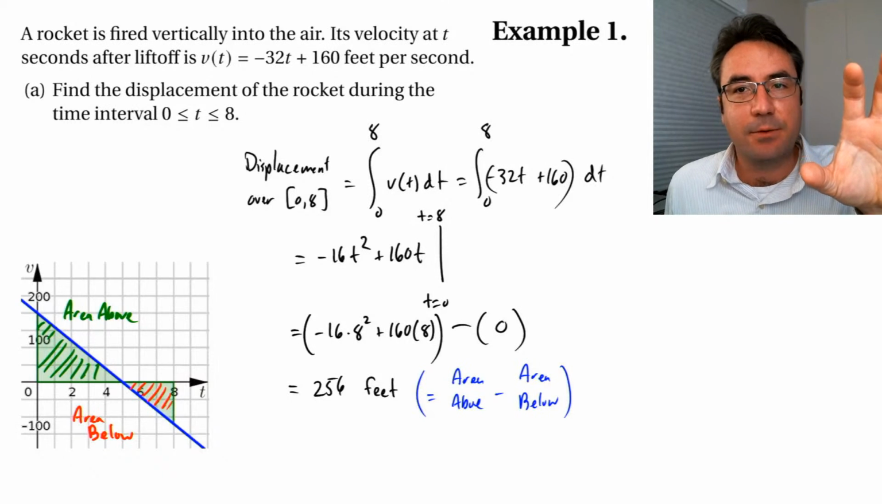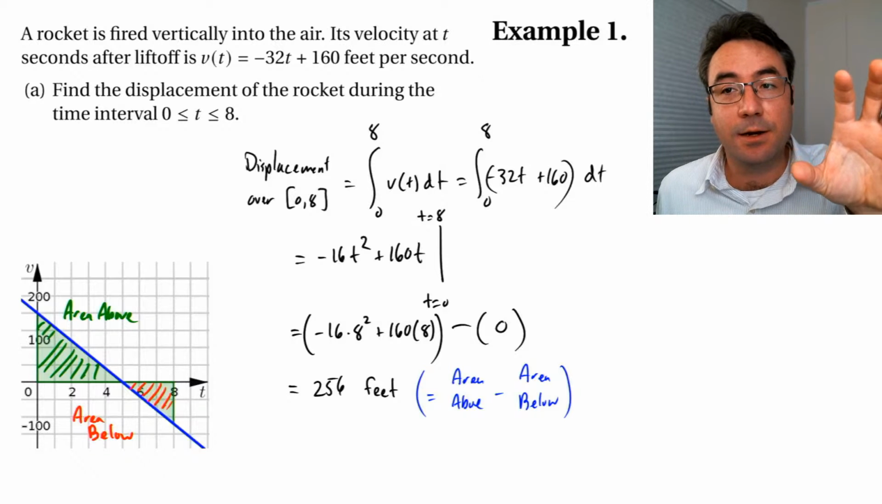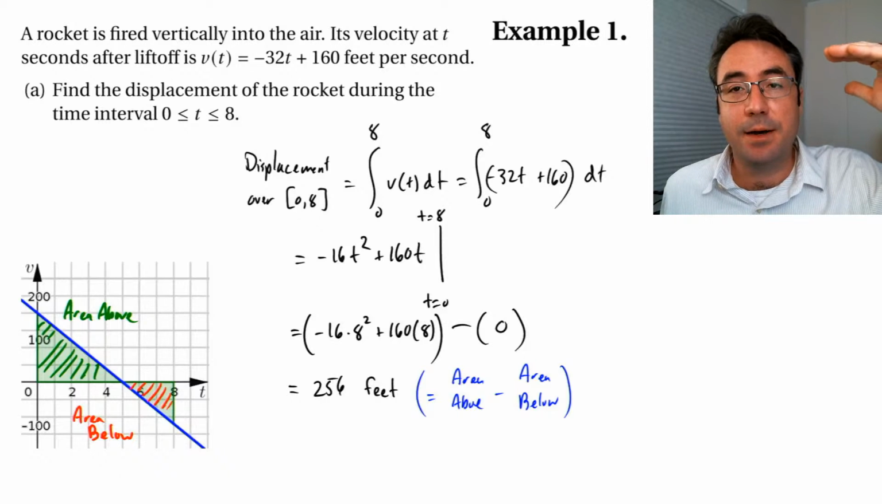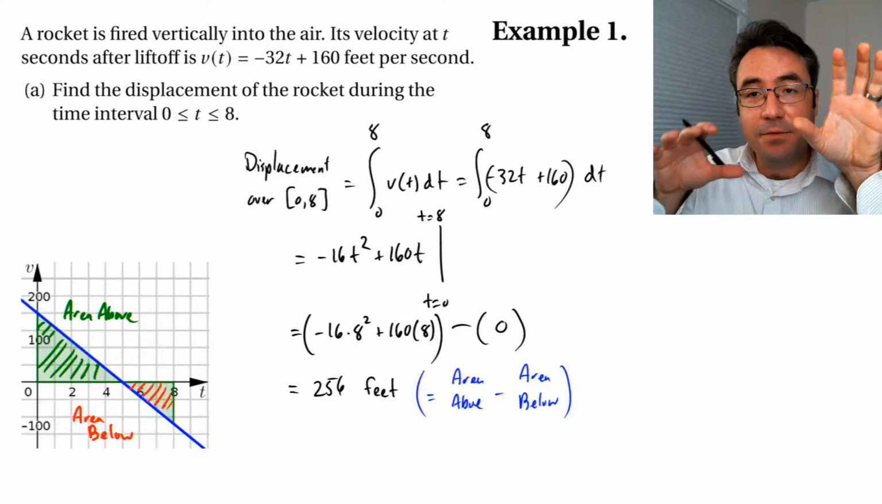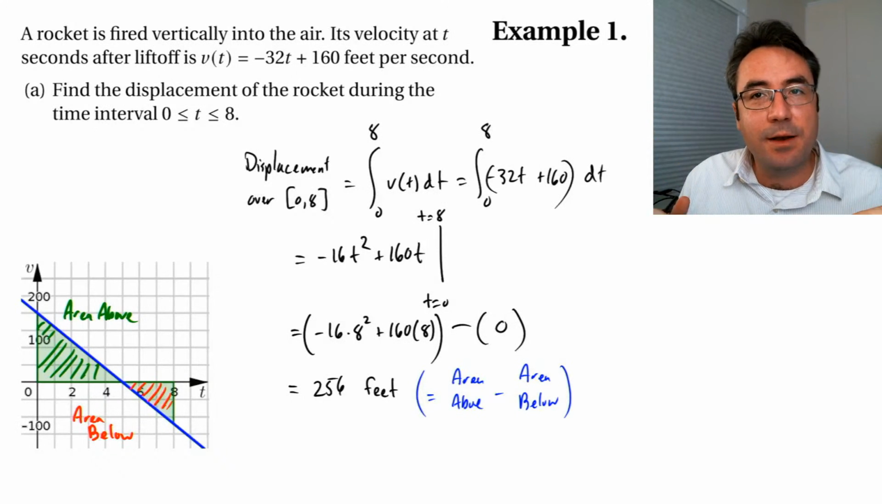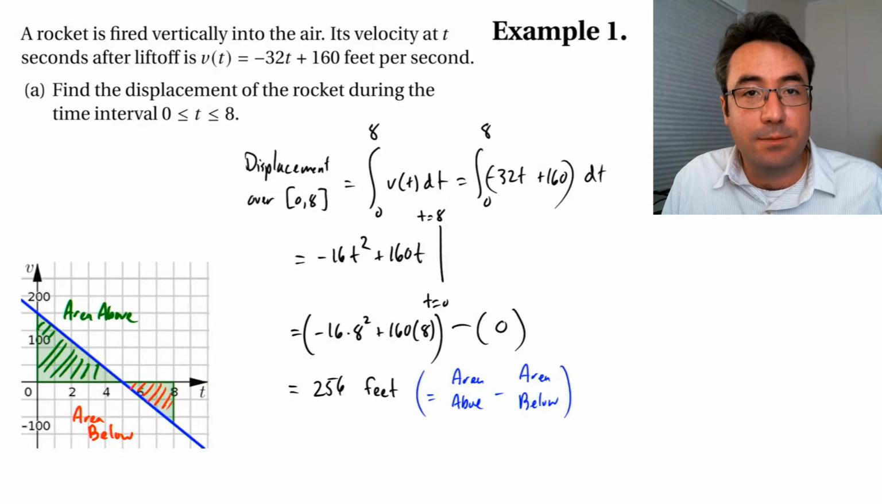So because that region above the x-axis, or above the horizontal axis, is bigger, the effect should be positive. We should have traveling in the positive direction. If those two regions were the same area, so if they looked about the same, well then our rocket went up, came back down, and hit the ground. So the net change would have been 0.